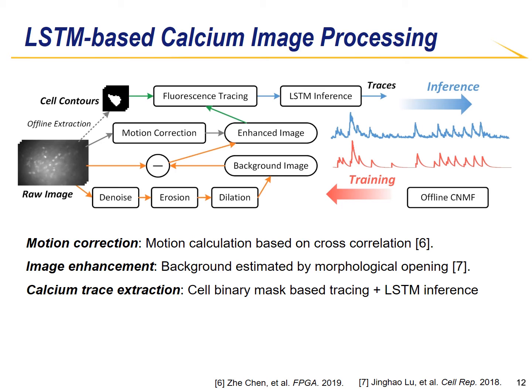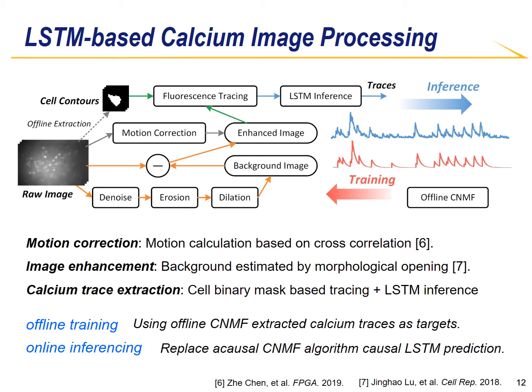Third, the calcium trace extraction adopts a strategy combining the cell binary mask-based tracing and the LSTM inference. During the offline training, we take the traces extracted based on the cell binary masks as input and use the CNMF extracted calcium traces as the training target. After the training is done, we use the well-trained LSTMs to replace the acausal CNMF algorithm to perform the causal prediction. The causal prediction approaches the accuracy achieved by the CNMF algorithm, whereas it avoids long latency caused by the acausal nature of the offline method.